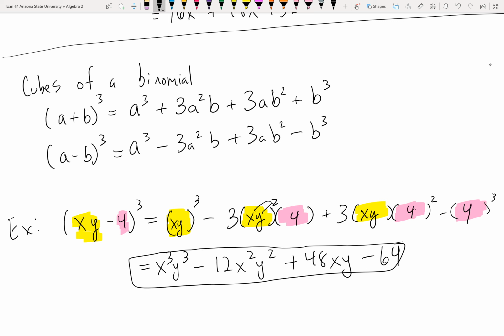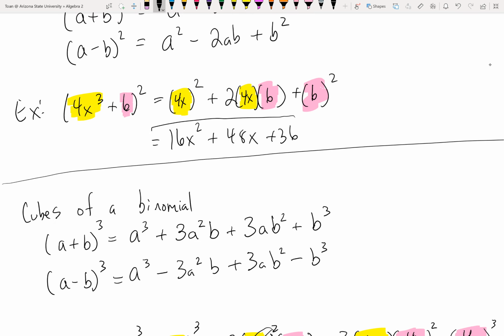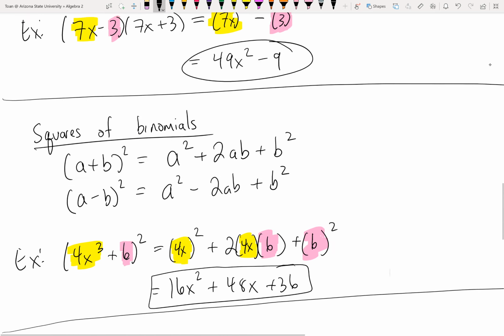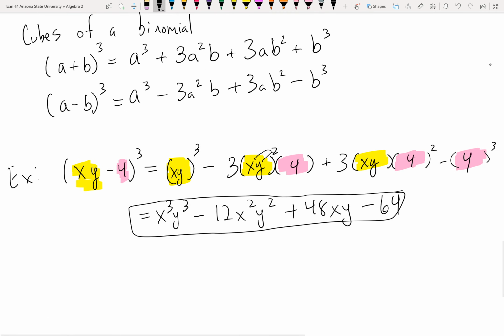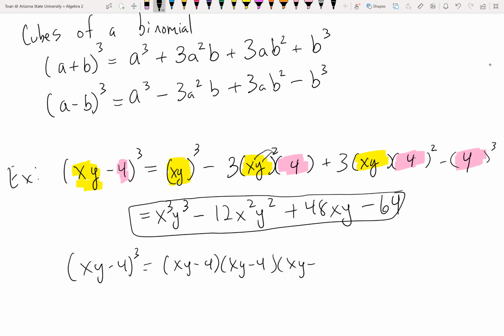I really like these special factoring and multiplying patterns because it saves a lot of time. Again, at the end of the day, if you forget the pattern, you could do it the long way. You could write xy minus 4 cubed as xy minus 4 times xy minus 4 times xy minus 4. It'll take a long time, but you'll get the same answer. My suggestion, let's memorize the pattern.